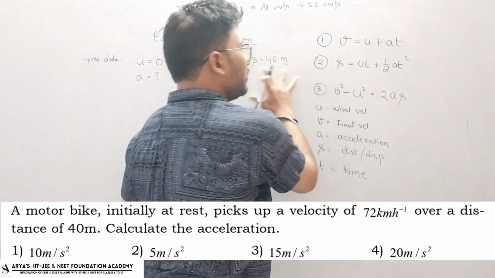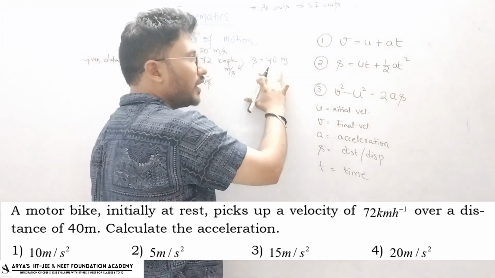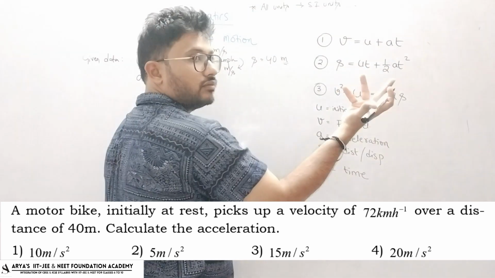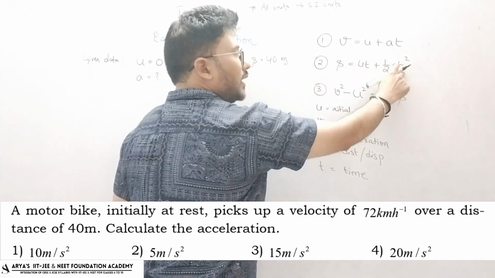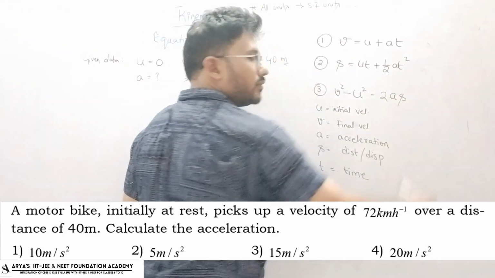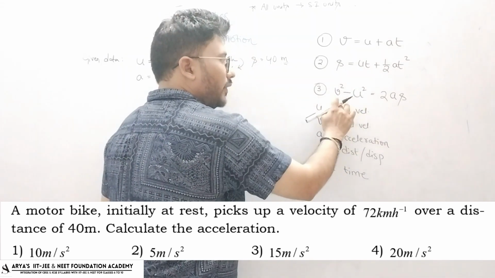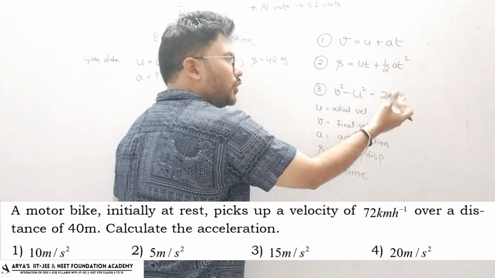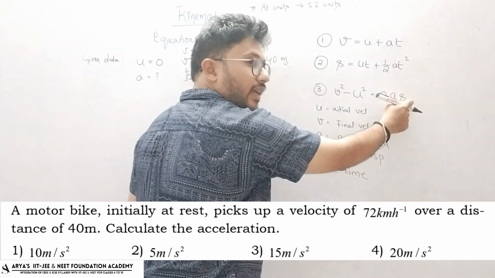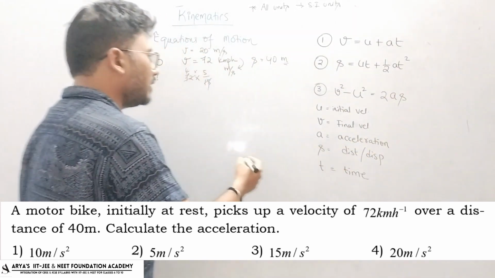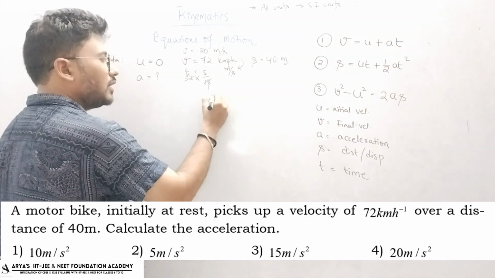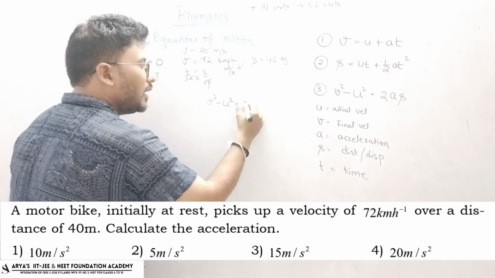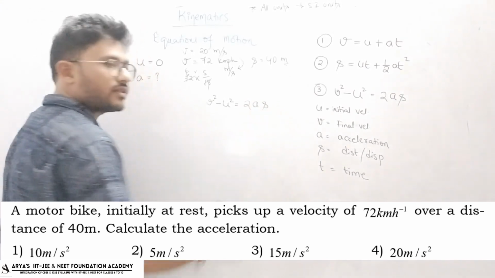Next, do we have the S value? Yes, we have. U value do we have? Yes. T value? No. A value? No. T value? No. Don't use. Do we have the V value? U value? Yes, normal, you can take. A value we should find. Do we have? Yes. Then let us use the formula: V square minus U square is equal to 2 into A into S.